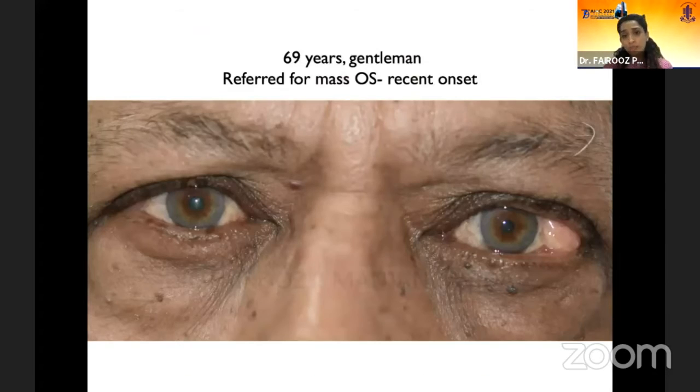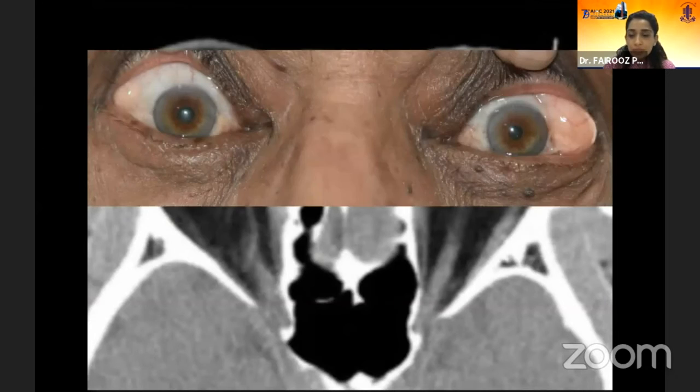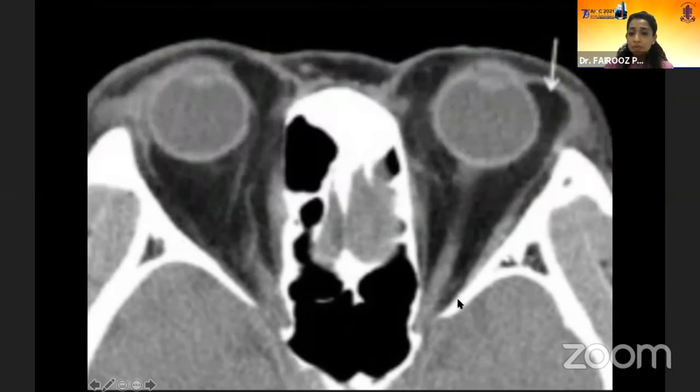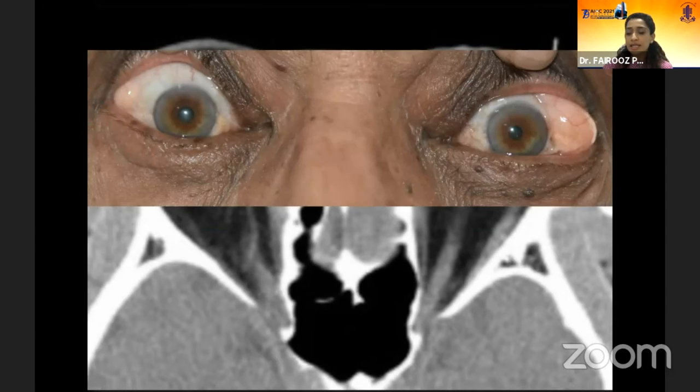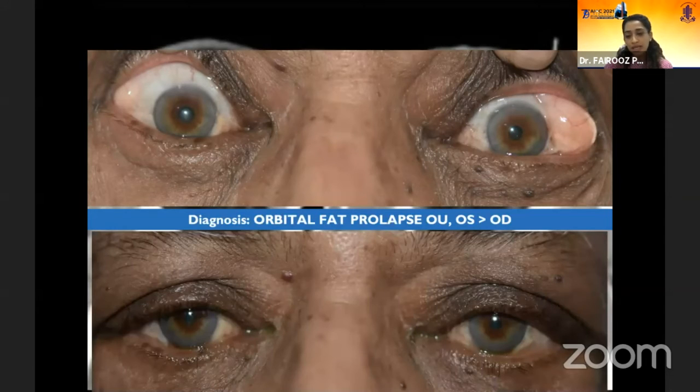Now, an older patient was referred for a mass in the left eye with recent onset. So this is the lesion when he presented to us, bilateral, more in the left eye. And he had this CT scan with him before he came to us because they suspected a tumor in the orbit. And it is a very classical case of orbital fat prolapse in an elderly individual. Again, excision biopsy is the treatment of choice.